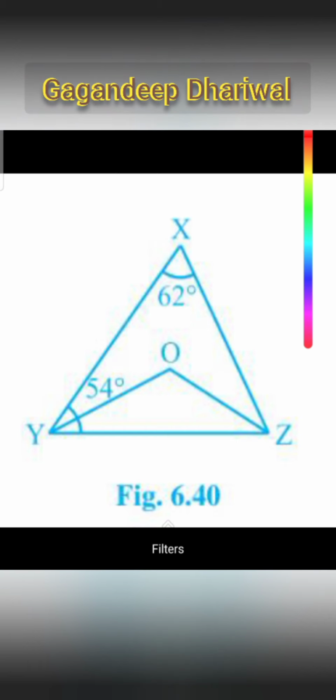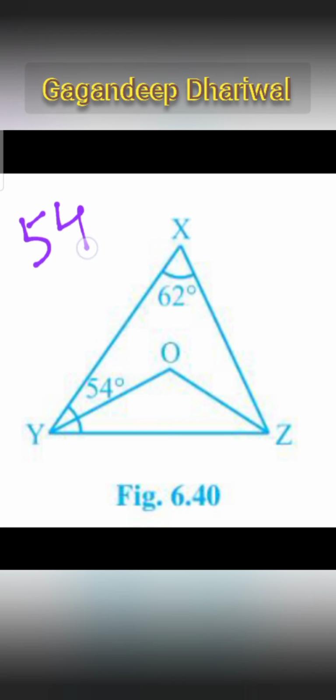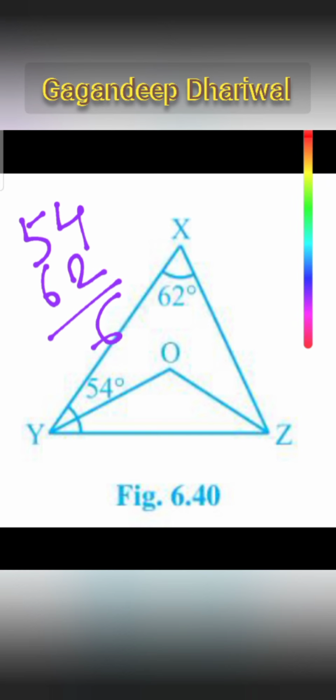You have the value of these two, that is 62 plus 54. Make a sum of these two, then take it to the other side and subtract from 180. Okay, so let me just make it clean, then I will explain. Now 54 plus 62 is equal to 116. Now subtract this from 180, you will get 64. Now this is equal to 64 degrees.